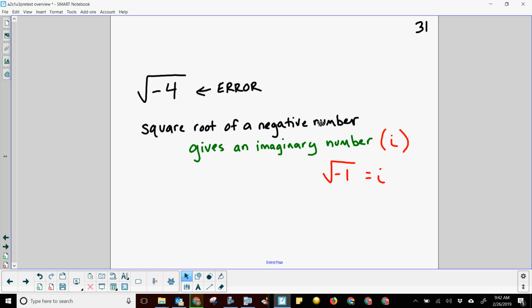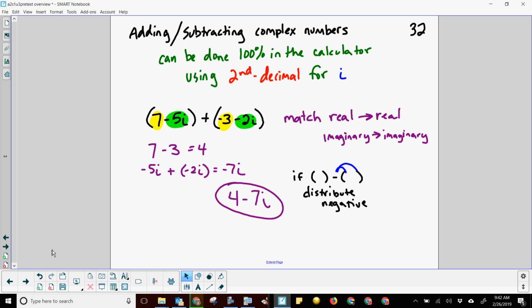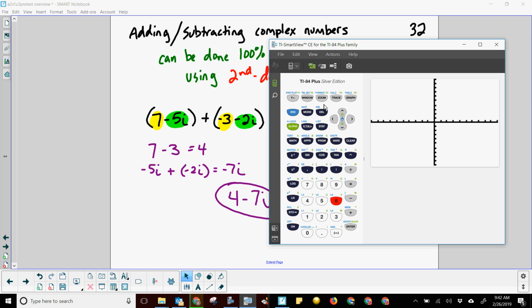Okay, the square root of a negative number gives an imaginary number. We'll call it i. So the square root of negative 1 equals i. The square root of negative 4, if you put this in the calculator, it's going to give you an error. It's going to say non-real. So when you have a negative number under the square root, just know that we are going to be dealing with imaginary numbers. When you add or subtract complex numbers, honestly, you can do this in the calculator.